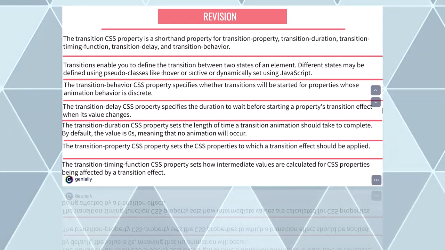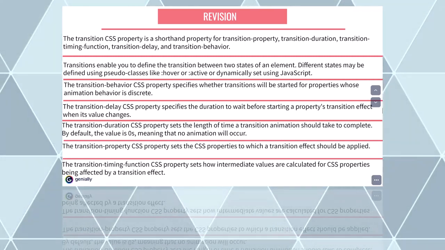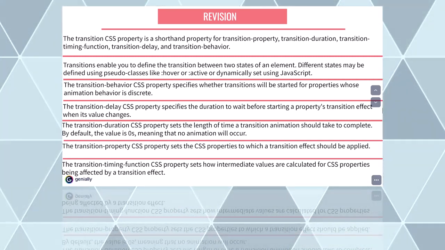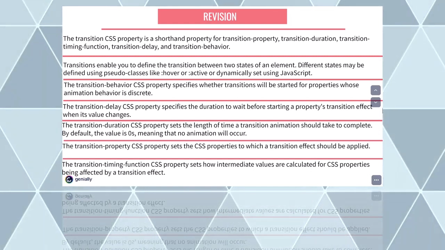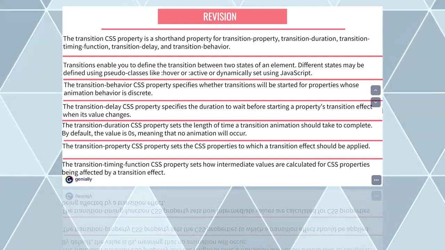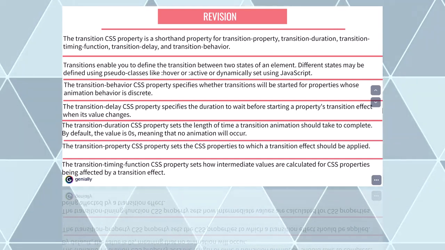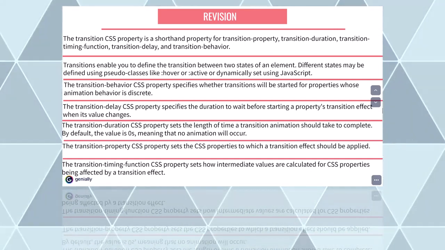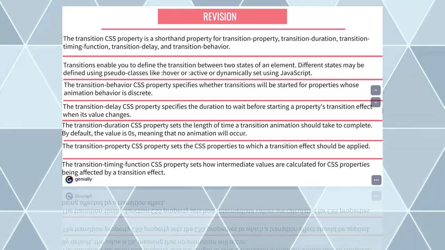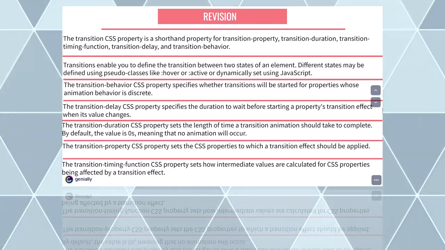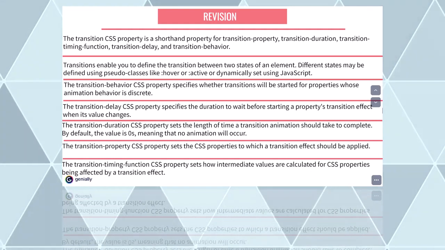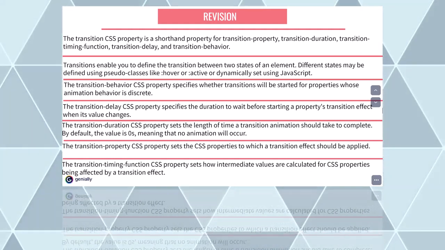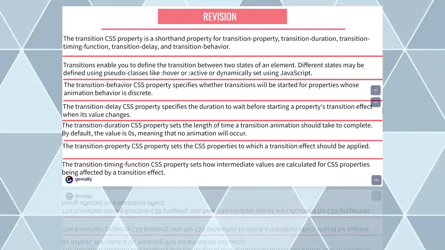But if you make it another number, then it will be either slow or fast. It will show you how, if you change different values, you can see the difference in how the thing will move. Okay, Cindy, the transition-property. The transition-property CSS property sets the CSS properties to which the transition effect should be applied.